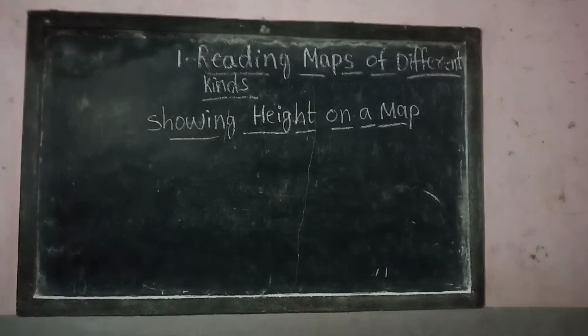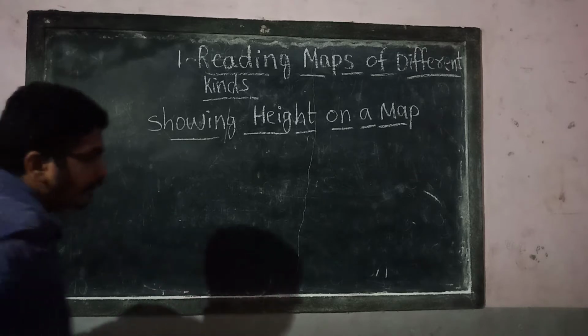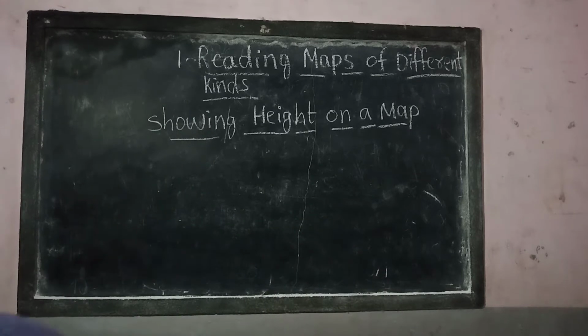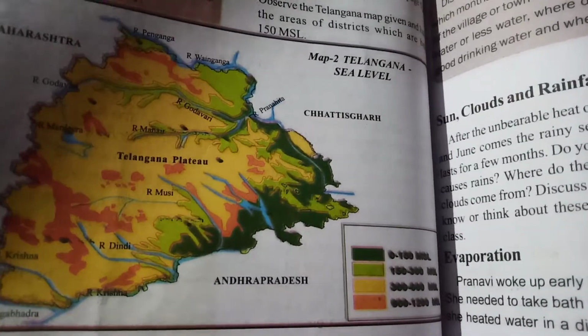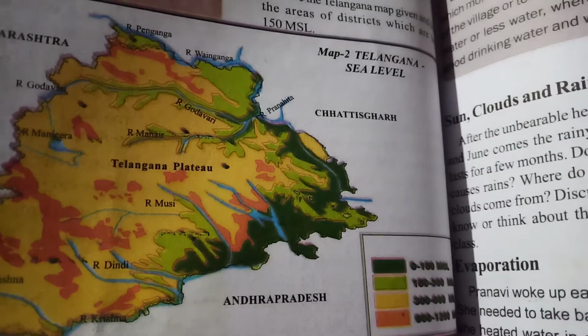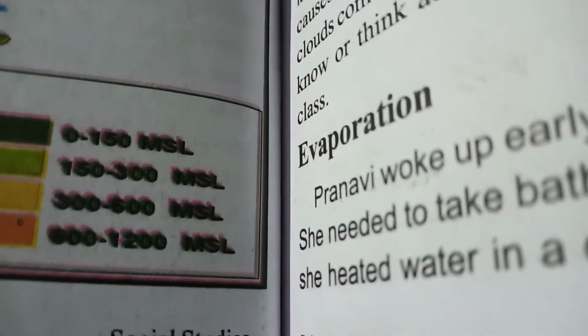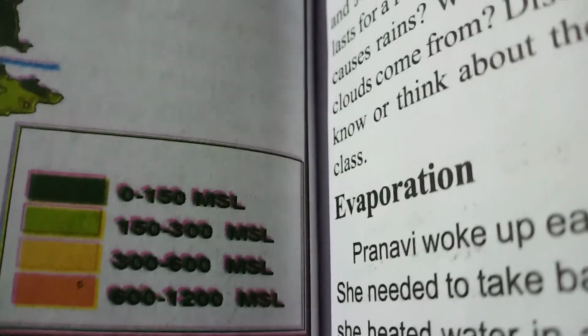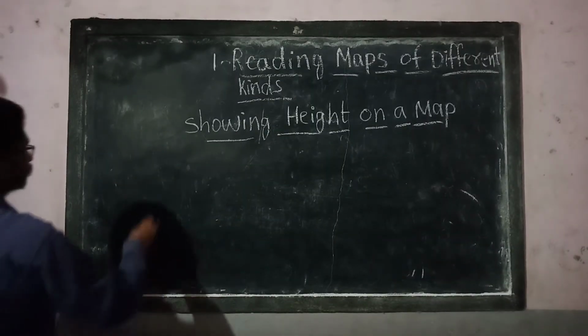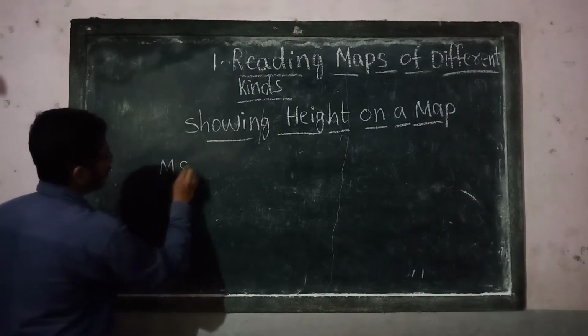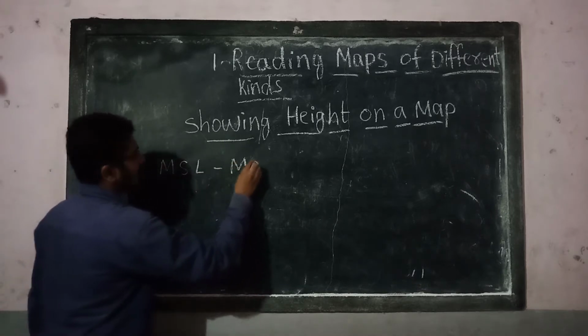Now you can check different types of maps, like the Telangana map. You can turn the page. 7th class students, you have the textbook which covers 6th, 7th, 8th all classes. It is the same topic but we are learning briefly. You can see the Telangana map here, showing different colors, like blue color. The symbols here are 0 to 150 MSL. MSL means mean sea level. You have to remember MSL, that means mean sea level.